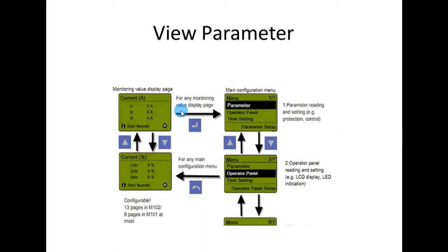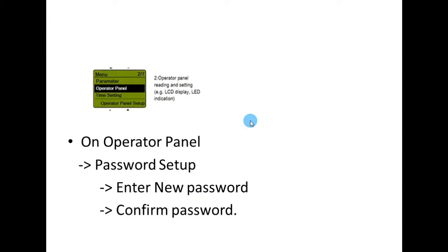For changing the password, you can go to the main configuration menu, and on that go to operator panel. In operator panel, scroll down to get the password setup menu. On that, you can enter any 4 numbers for setting a new password. Again, you will get confirm password. On that also, you have to enter the same number. After that, press enter to set the new password.